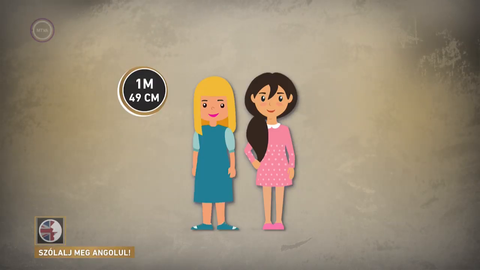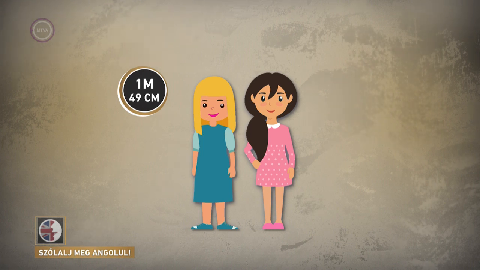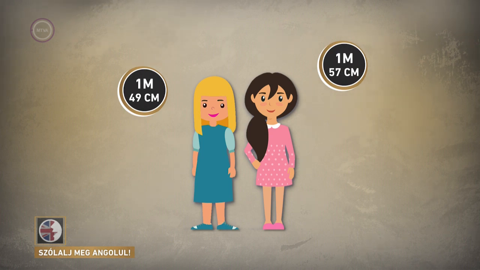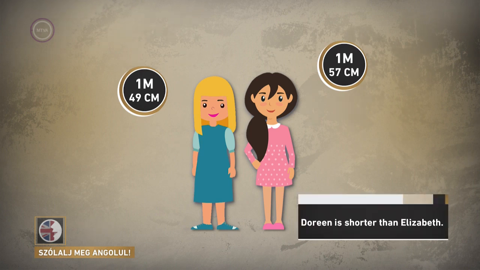Great. Now, let's have a look at Doreen. Doreen is 1 meter 49 centimeters tall. She's 149 centimeters tall. Elizabeth is 1 meter 57 centimeters tall. She's 157 centimeters tall. This means that Doreen is shorter than Elizabeth. Using the information in the table, we can see that Doreen is shorter than Tim, but she's taller than John. Great! And what about Elizabeth?